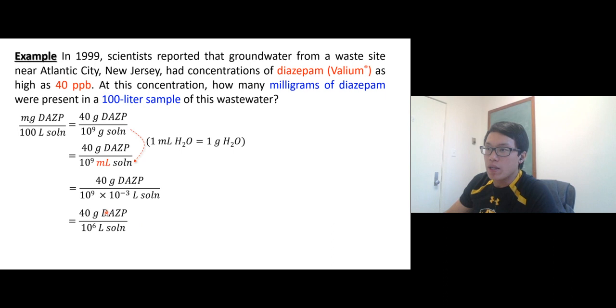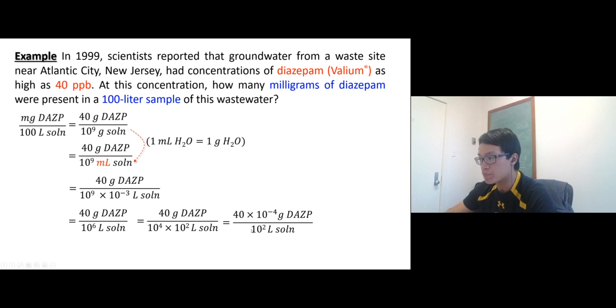Look back to the unit we want. We want 100 liter solution. Right now we have million liter solution. What I'm going to do is split 10 to the 6th into 10 to the 4th times 10 to the 2nd. That's the 100 liter solution. See that? 100 liter solution. I don't want 10 to the 4th, so flip it to the top. So 10 to the negative 4th at the top.